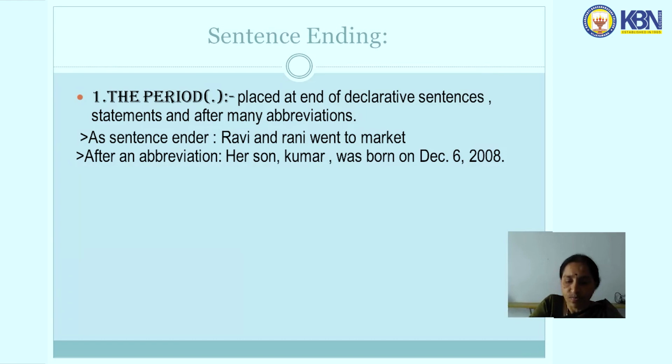And the next one, for example, look at these examples. Ravi and Rani went to market. So you use a full stop here. And then you have these abbreviations. Dec., instead of writing the full name of the month, you are using the full stop.